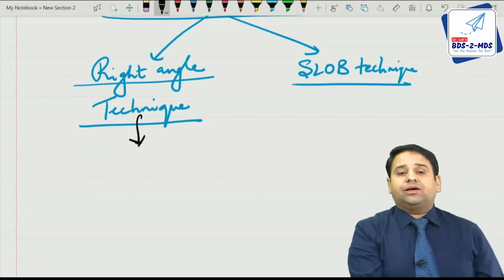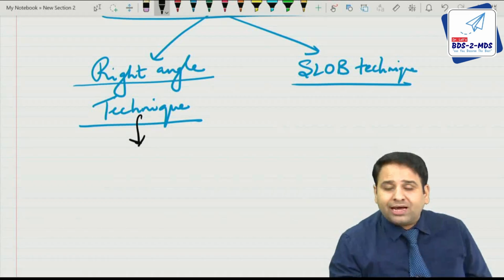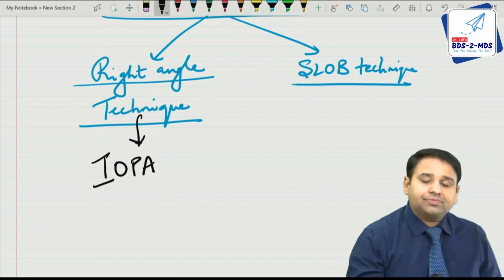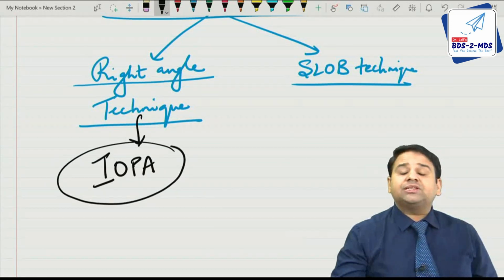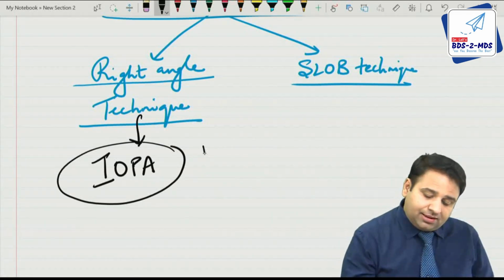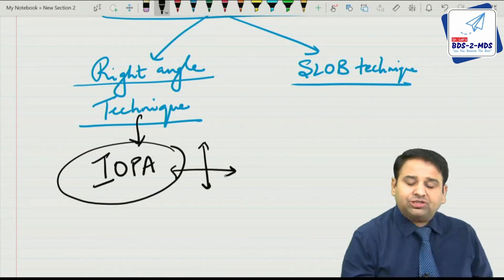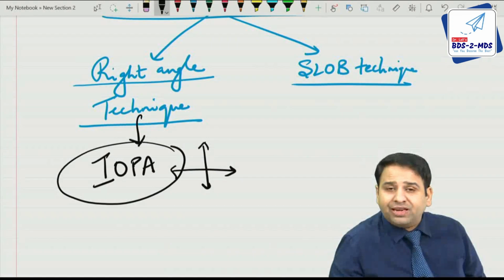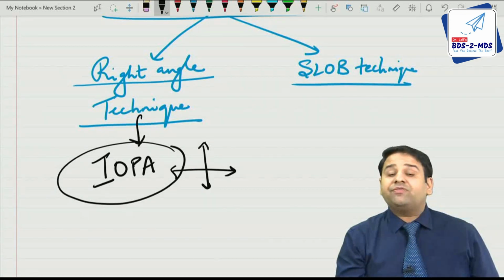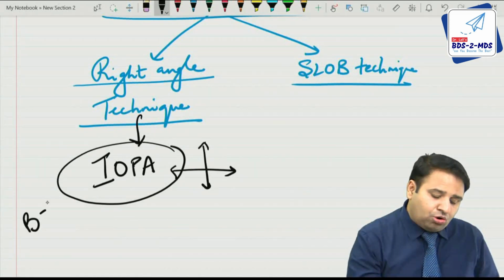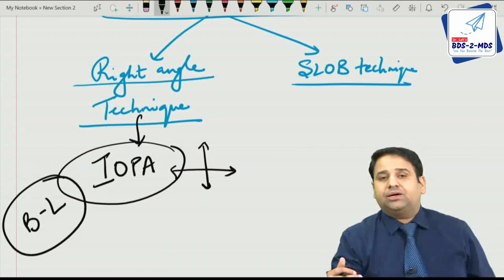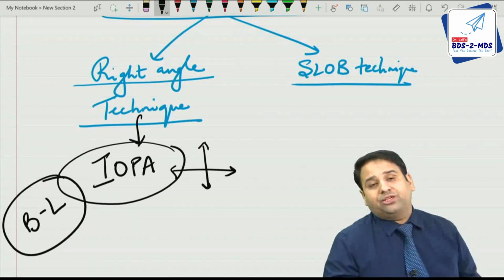First of all, let us see what the right angle technique is. In the right angle technique, if we have to localize an object, what we do is we take one IOPA first. When we take this IOPA, which is a 2-dimensional image, right? What dimensions can we see here? We can see vertical and horizontal dimensions. That means we can see the superior-inferior dimension as well as the mesial and distal dimensions, right? We cannot see what? The buccolingual dimension.